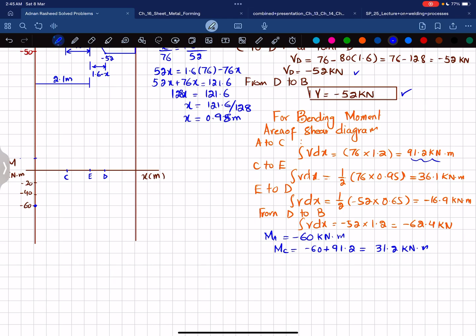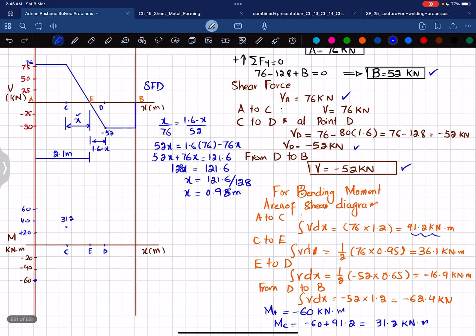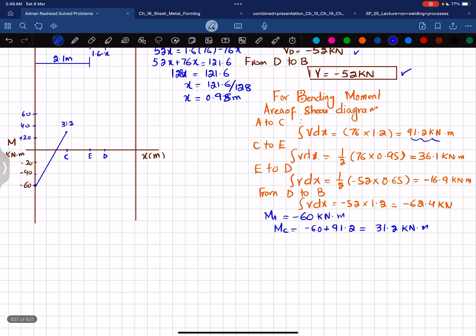This is minus 20, plus 20, this is plus 40, this is plus 60. So 30 will be somewhere, 31.2 will be somewhere here. And you can see that the shear force is a horizontal line, a 0 degree curve. So bending moment will be 1 degree higher, it will be a straight line, and the slope will be constant. So this was the moment at point C.